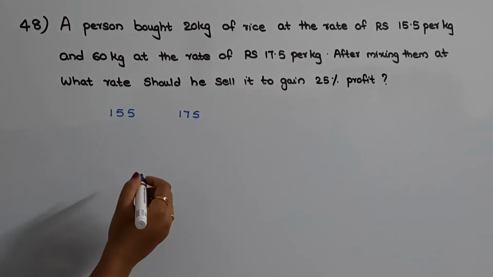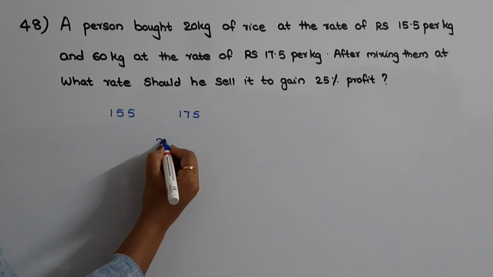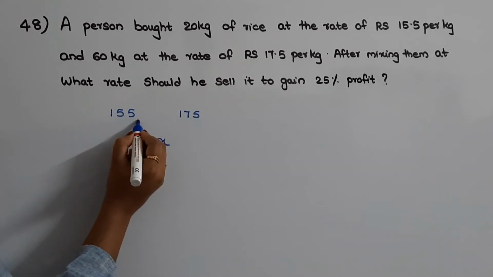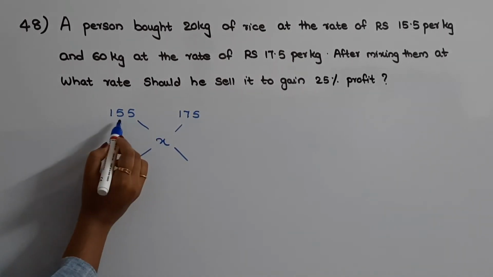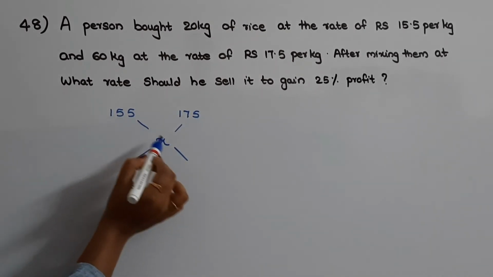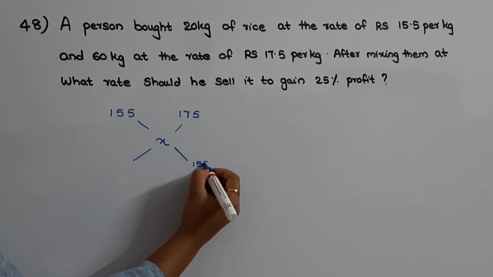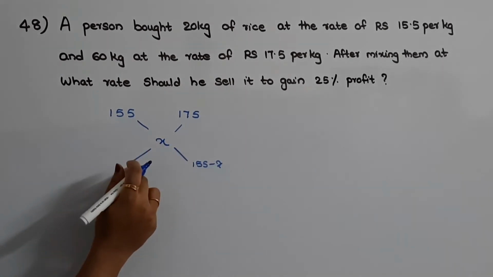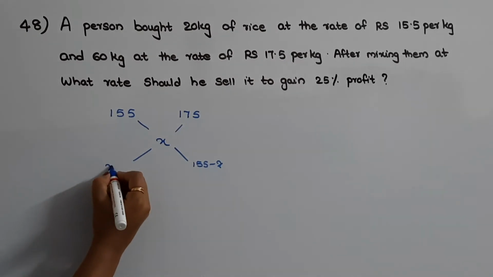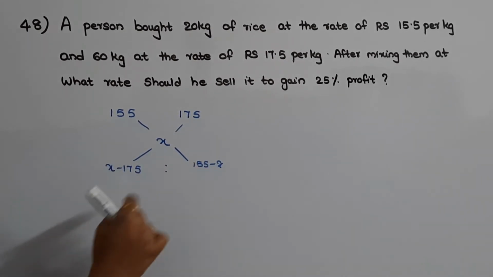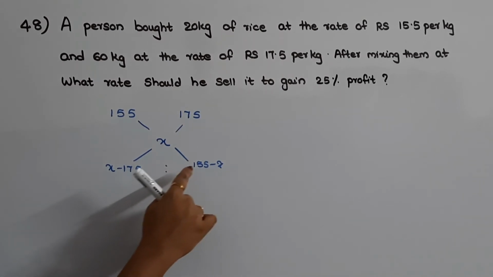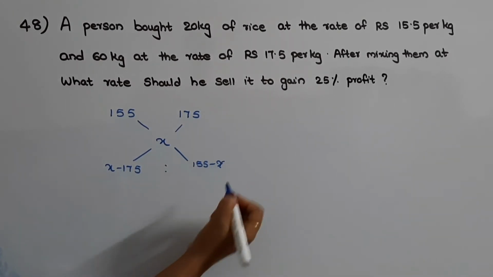So let us consider the cost price of the mixture as x. Then take the differences diagonally. So this will be equal to 155 minus x, and this will be equal to x minus 175. So the ratio of the quantity is x minus 175 is to 155 minus x.